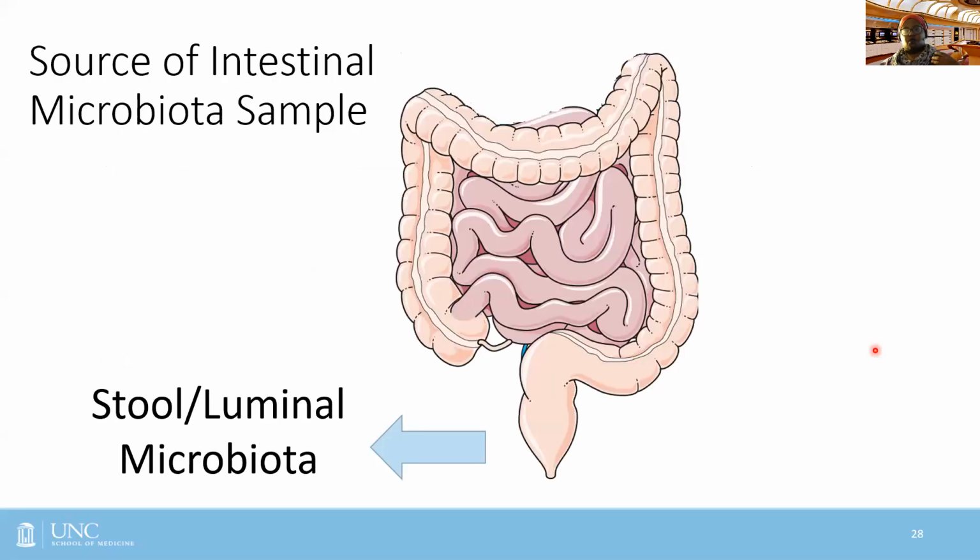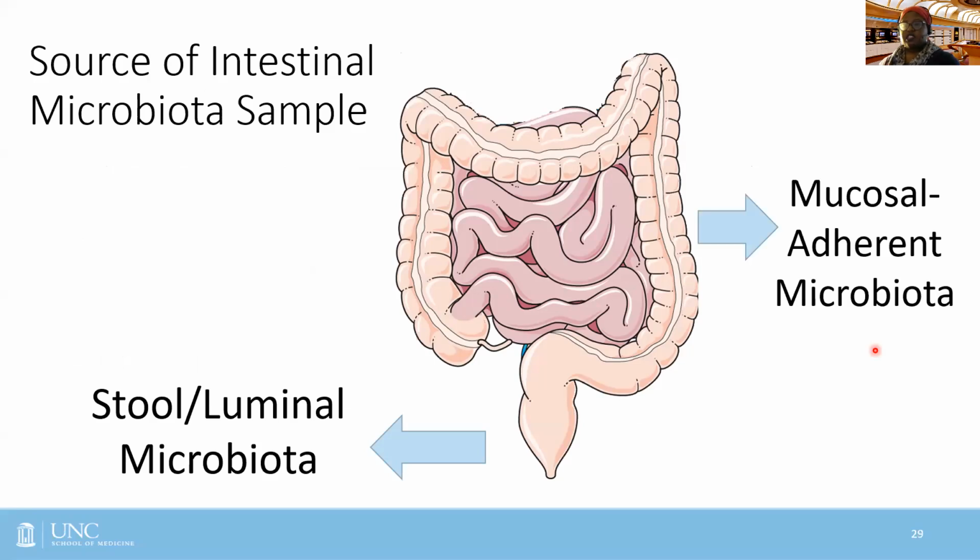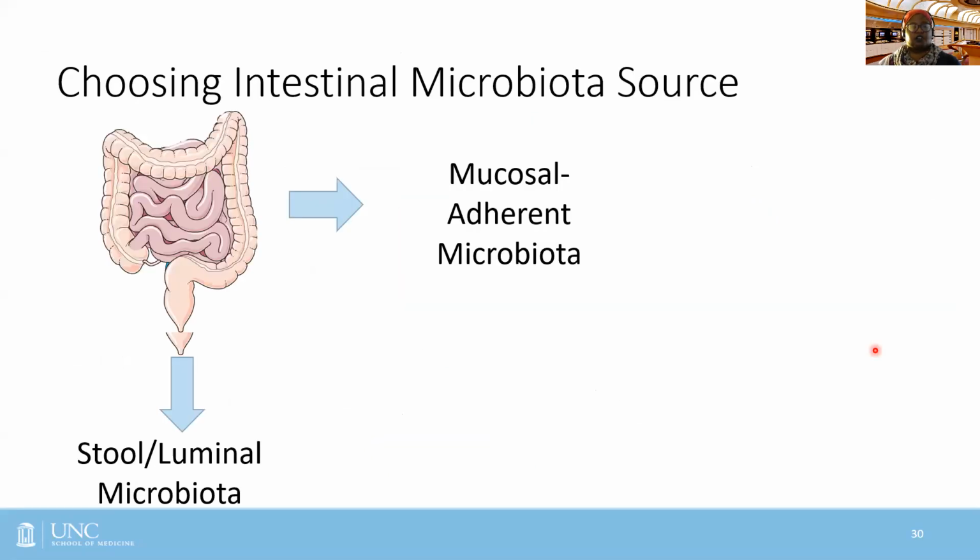So, when we're looking at the intestinal microbiota, there are multiple ways of doing it, but there are two primary ways. There's looking at the stool and luminal microbiota, and there's looking at the mucosa-adherent microbiota. Your intestines are lined with mucus, so we're looking at the bacterial contents that are within that mucus layer. There are pros and cons to choosing the source of your intestinal microbiota for your survey.